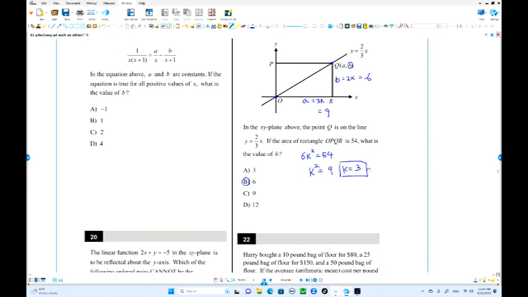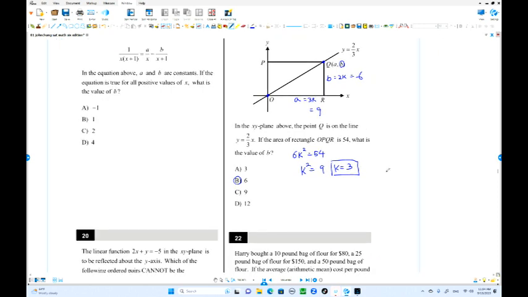Or you can use a and b. a times b equals 54. If this is a and this is b, a times b is 54. And what is b here? b equals 2/3 of a. You can solve this system of equations. From here, a equals 3/2 b. Put this number here: 3/2 b times another b, that is b squared, equals 54.